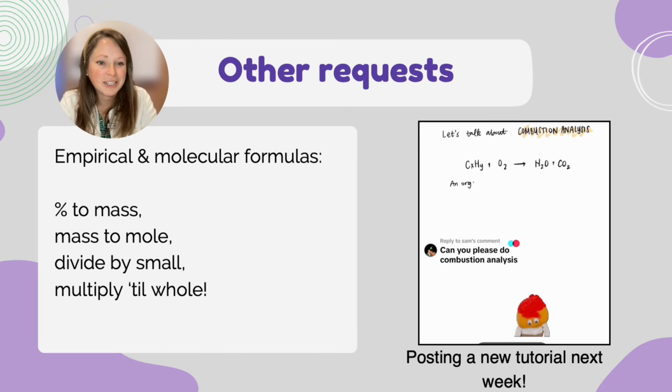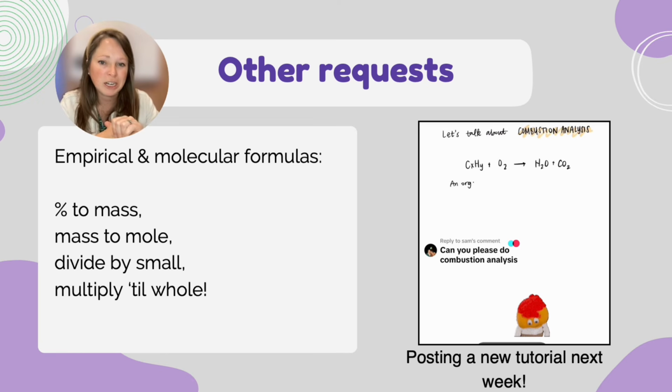A big request in my DMs this week has been empirical and molecular formulas and combustion analysis. This is the rhyme I teach: percent to mass, mass to mole, divide by small, multiply to a whole. If you use that process, you can figure out any of these questions. When it comes to finding the molecular formula, you find the molar mass of your empirical, compare that to the given molar mass, and see how many times you need to multiply up that empirical formula.